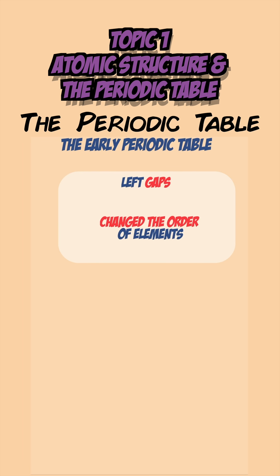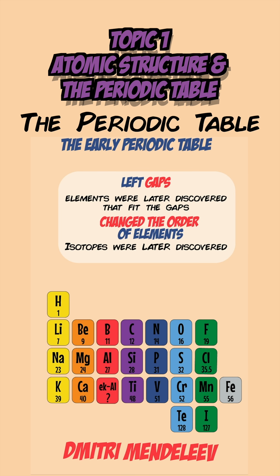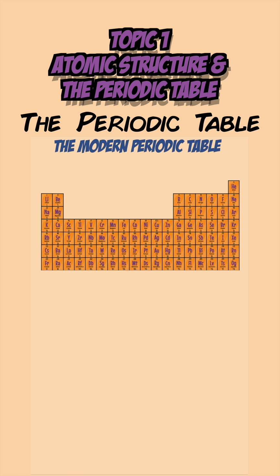These 2 types of changes turned out to be the right thing to do. This is because the elements he left gaps for were discovered later and fitted the patterns he had predicted. As well as this, the discovery of isotopes in the early 20th century confirmed all his decisions not to place the elements in a strict order of atomic weight. So eventually, Mendeleev's periodic table developed into the modern periodic table that we use today.